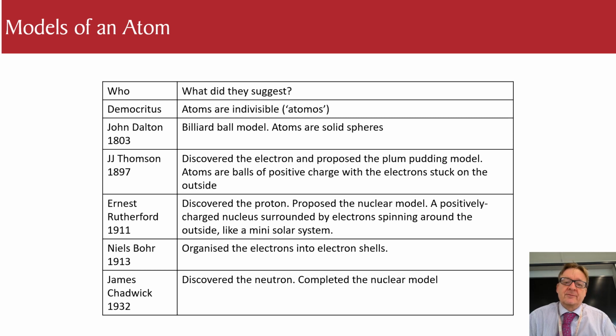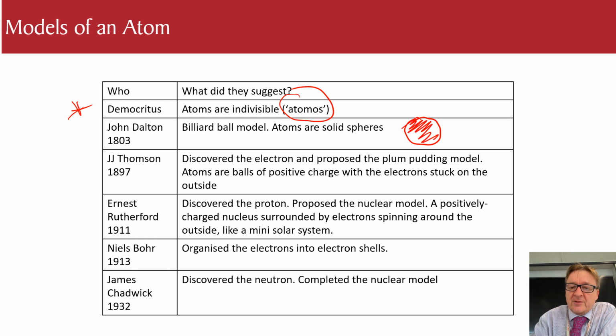Right, model of the atom. Over many hundreds of years, it's been worked out what an atom is like. The first guy, Democritus, came up with the idea of atomos, which means indivisible, cannot be cut. John Dalton came up with the idea that it looked like a billiard ball, a solid sphere, which kind of makes sense really.